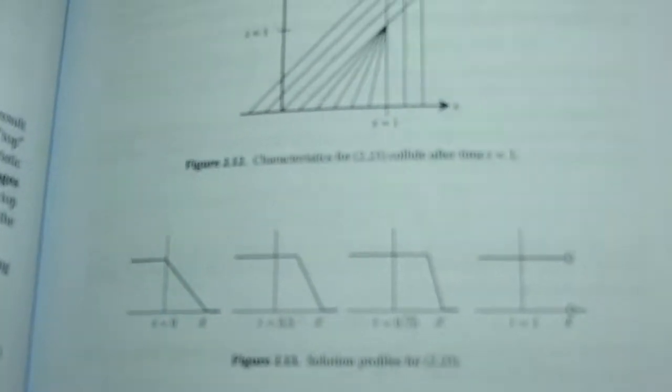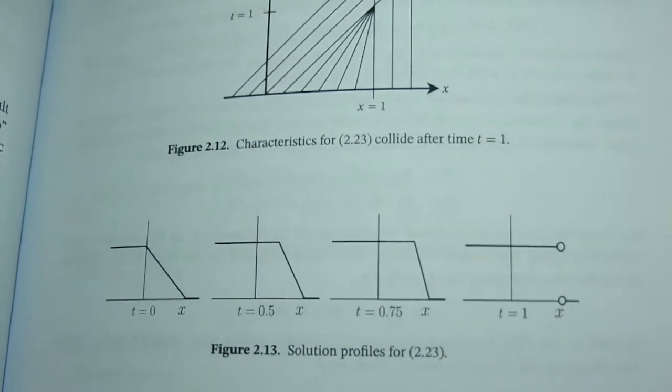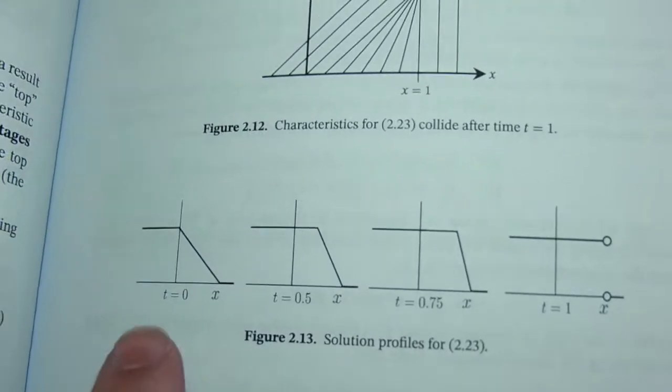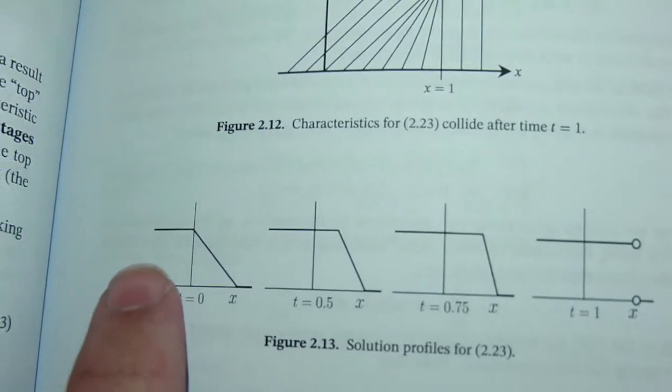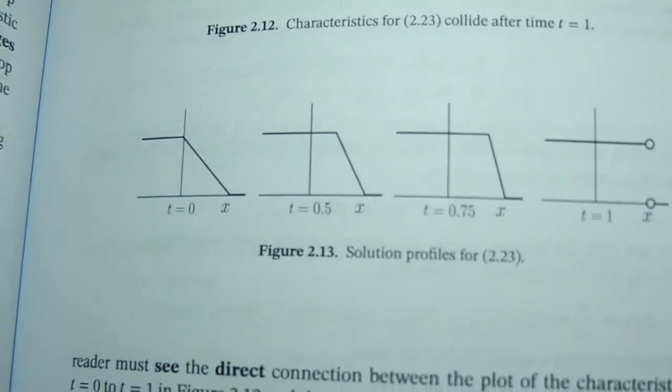That's it. So, going back here, what happens for different solution profiles? T equals 0, this is actually just the graph of g.